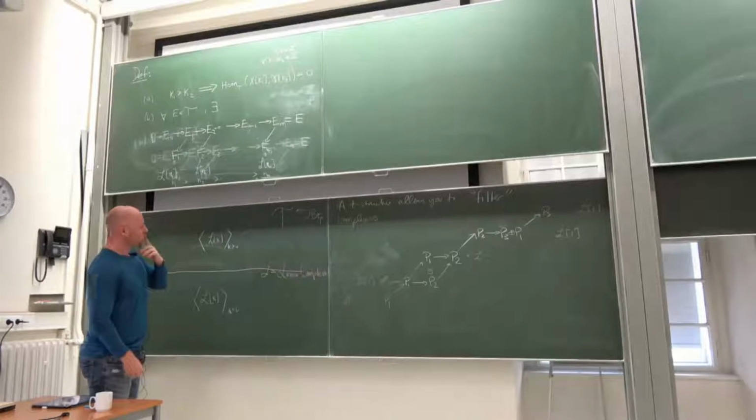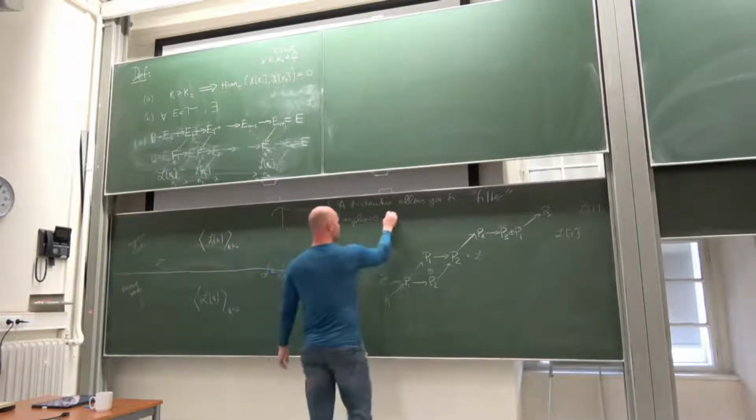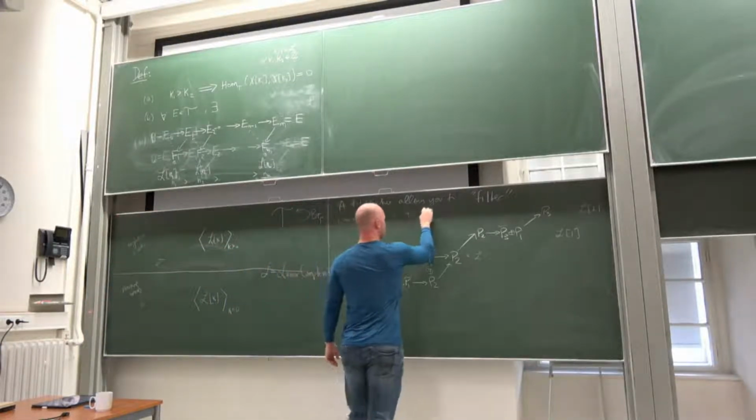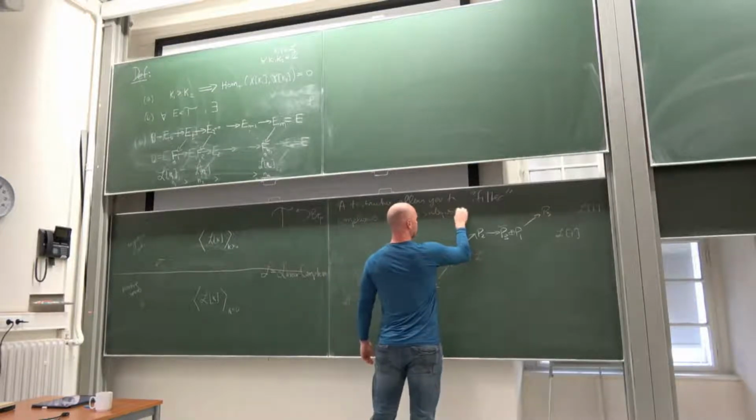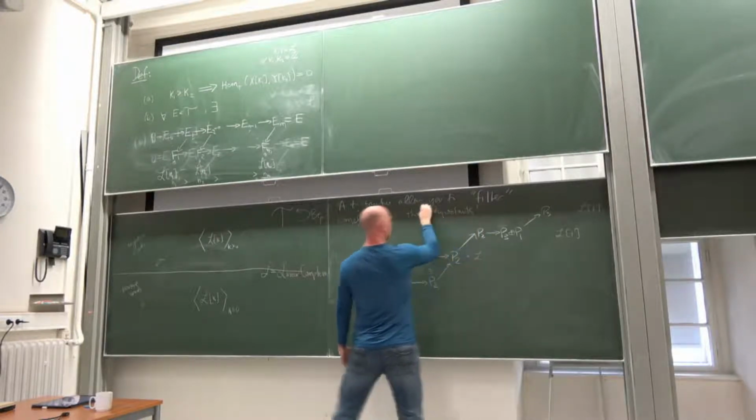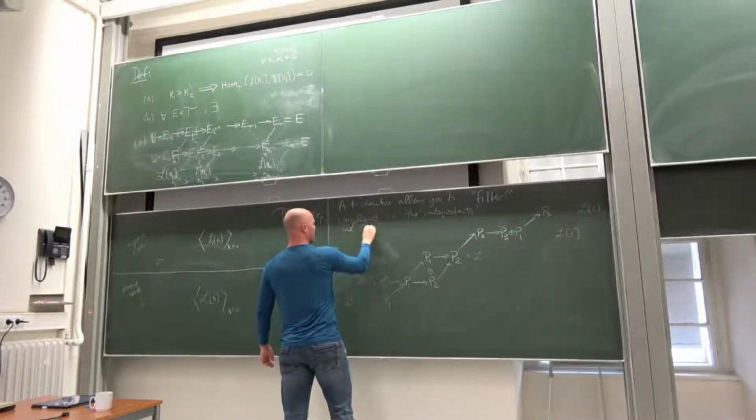Okay, so a T structure allows you to filter complexes such that the subquotients are linear complexes.